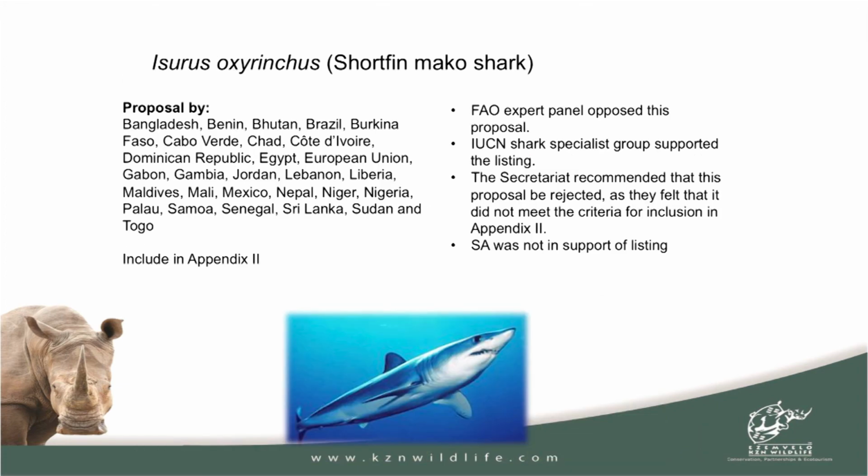Then shortfin mako shark, relevant to South Africa because of the trade in it. This was proposed by those countries listed there to include shortfin mako shark in Appendix 2. So the FAO expert panel opposed this proposal. The IUCN Shark Specialist Group supported the listing, while the Secretariat recommended that the proposal be rejected as they felt that it did not meet the criteria for inclusion in Appendix 2. And of course, South Africa was not in support of the listing. The outcome was that the listing was accepted.